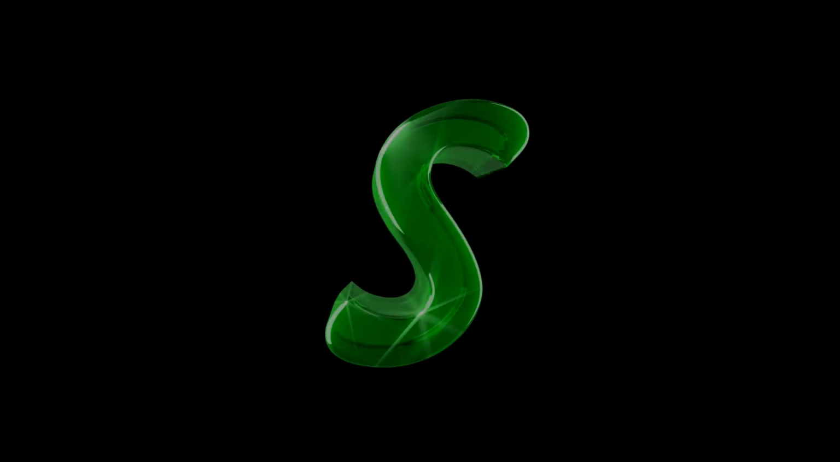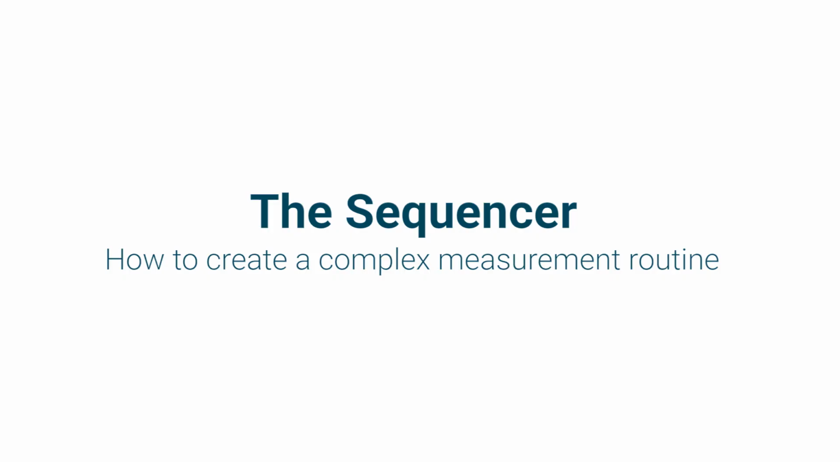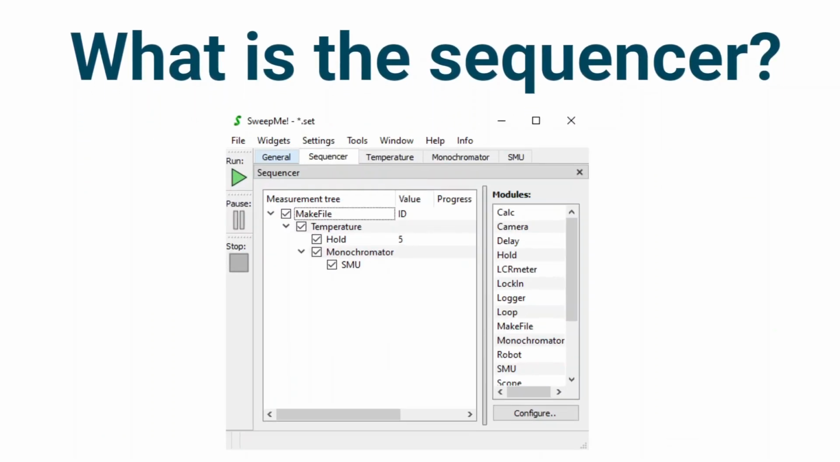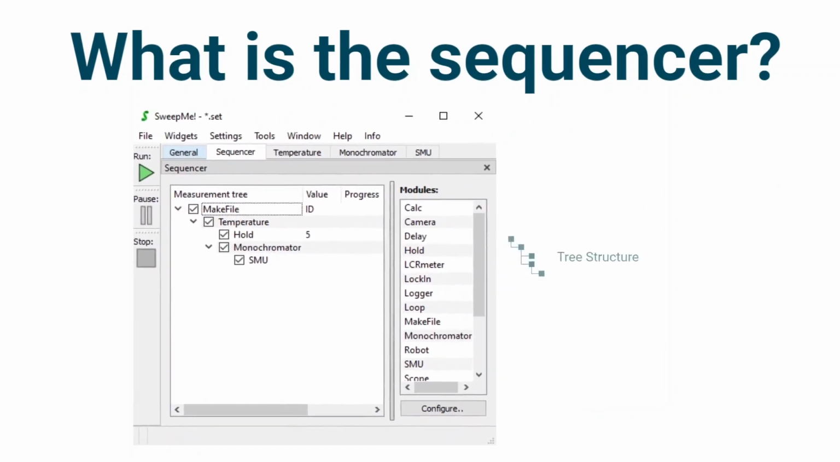In the previous videos, you've learned how to create a parameter sweep with SweepMe and how to use the sweep editor. Today you will learn how to easily control many different measurement instruments simultaneously. Therefore, we will introduce you to the working principle of the sequencer. What is the sequencer? The sequencer determines the course of your measurement. The measurement procedures are defined by the arrangement of modules in a tree structure.